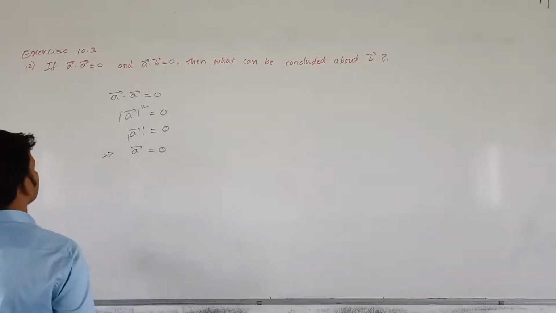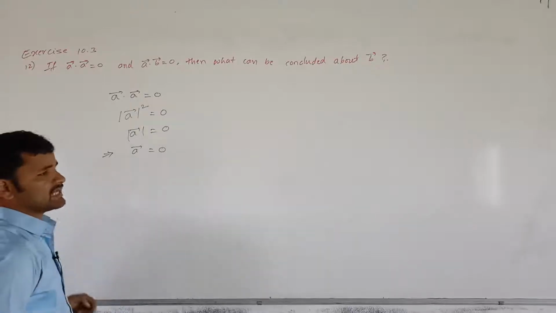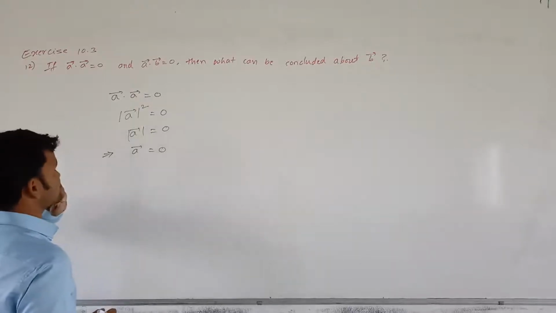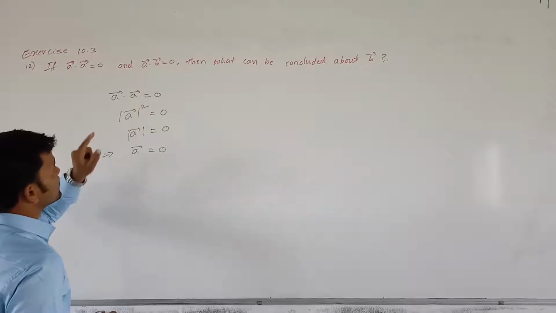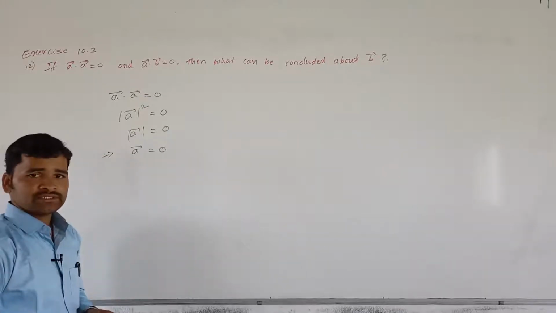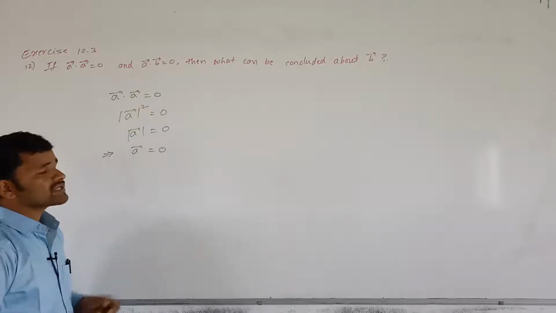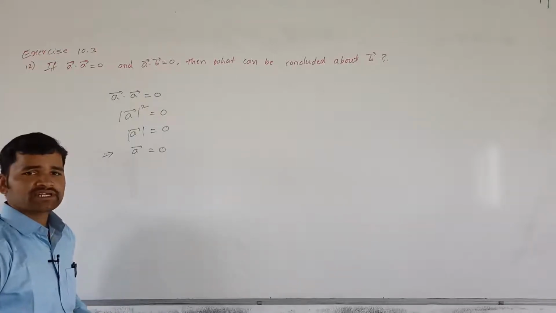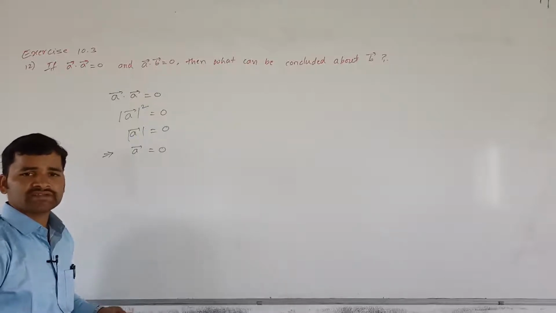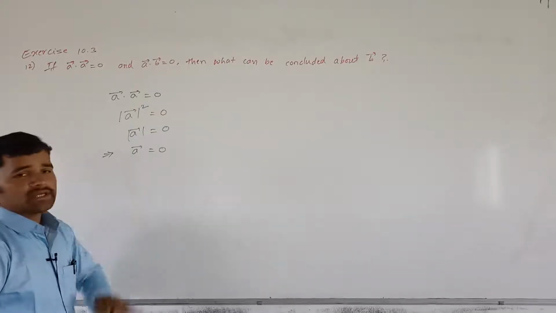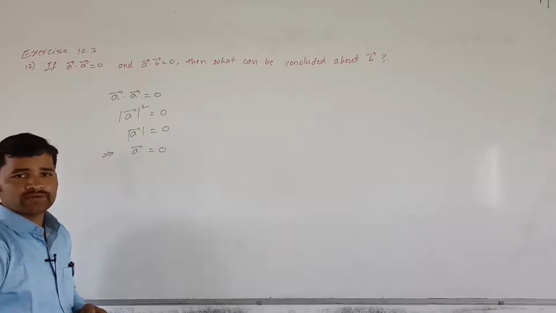See what we are getting. Vector A is equal to null vector we are getting with the first condition, and with the second condition A dot B will be always 0 as A is a null vector. Then what can be concluded about vector B? Vector B can be any vector, whether it is a null vector or any other vector, the dot product will be 0 only.